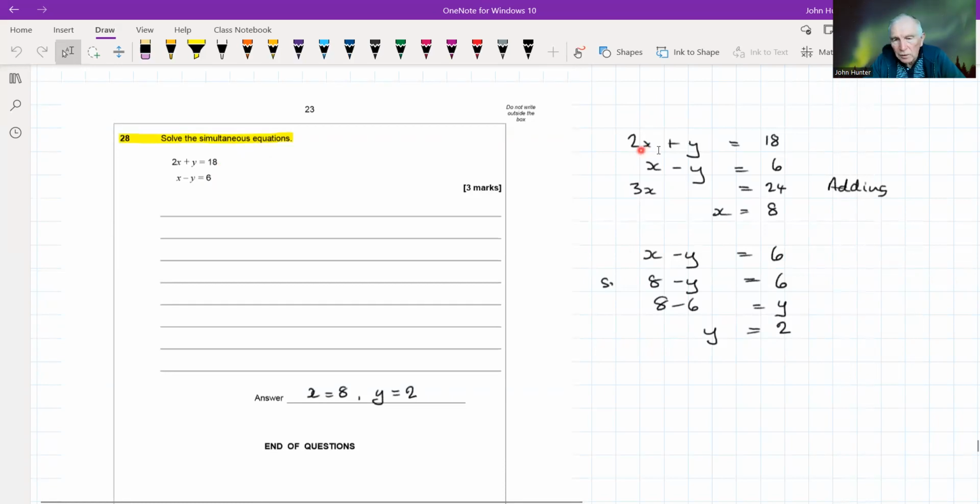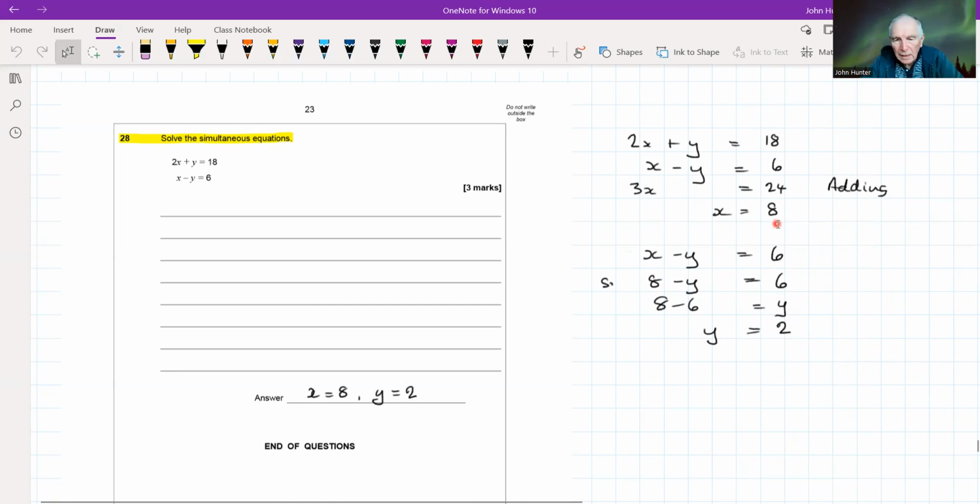I've written them out again here. Now we can add the equations. If we think of 2 sets of scales, and they're in balance, we would take the left hand of each scale, put them on another scale, take the right hand things and put them on a scale there, and it would still be in balance. So that's essentially what we're doing when we add or subtract equations. And in this case, we've got a y and a minus y, so that yields nothing. So we've got 3x equals 24, x equals 8.